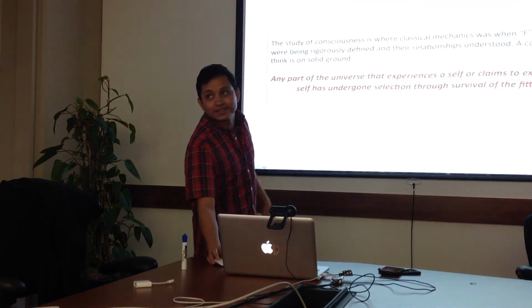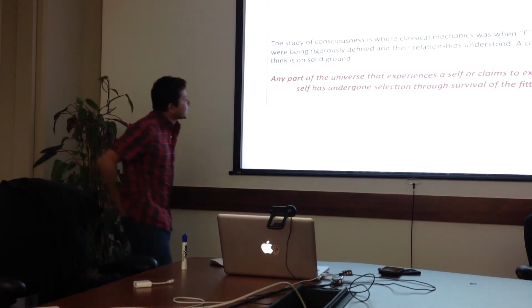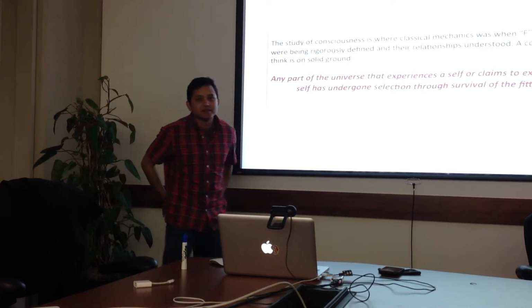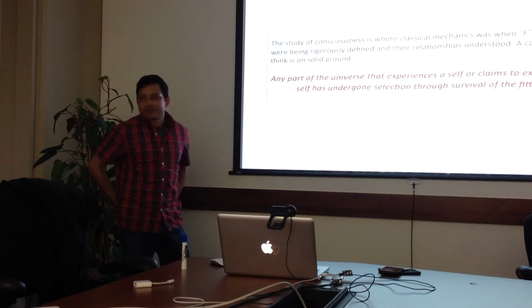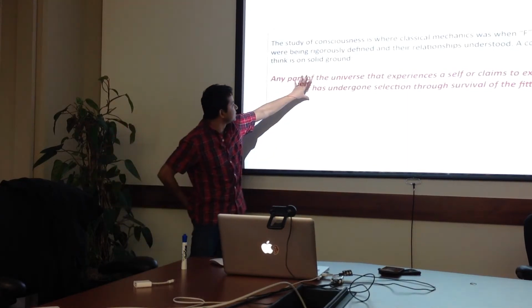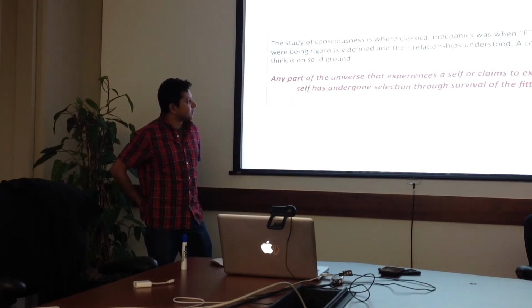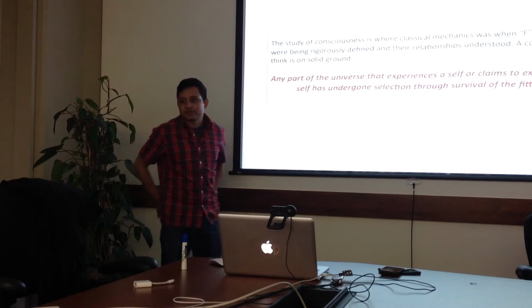So, conclusion, I think I'm just in time. I want to say that the study of consciousness is pretty much where classical mechanics was when F = ma were being rigorously defined and the relationships understood. A conjecture, which I think may be on solid ground, is that any part of the universe that experiences itself or claims to experience itself has undergone selection, survival of the fittest.